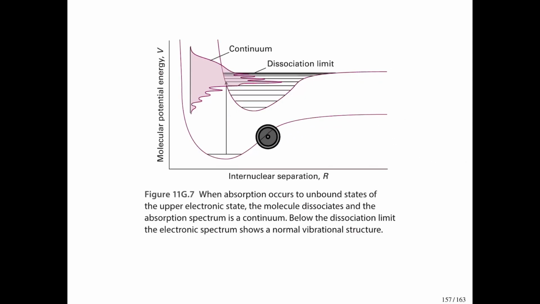So you've got your ground state, the ground vibrational state, and this is the excited electronic state and its various vibrational energy levels. As you undergo absorption, you see the Franck-Condon progression of these different vibrational energy levels. And once you run out of vibrational energy levels and you go beyond the dissociation limit of the molecule, the absorption spectrum becomes continuous. And so this is the hallmark of dissociation in absorption.